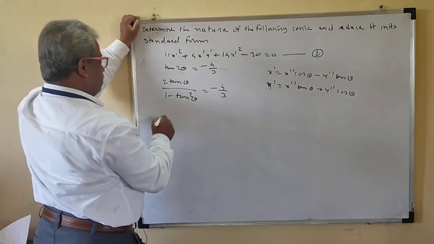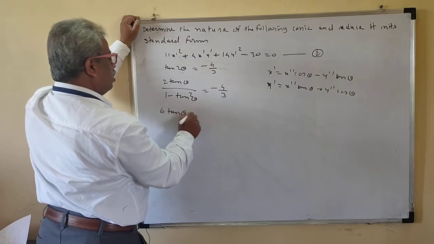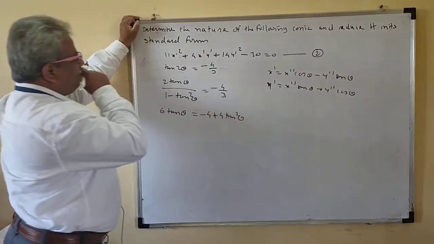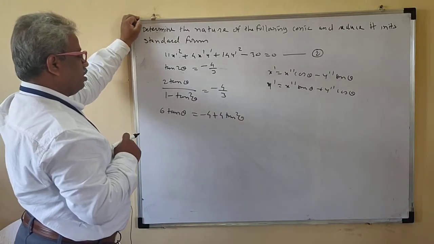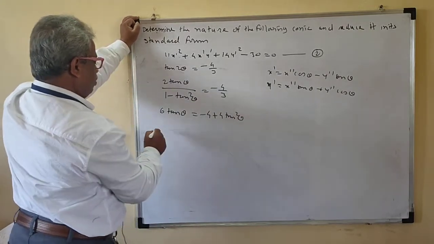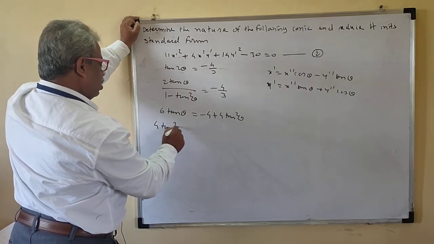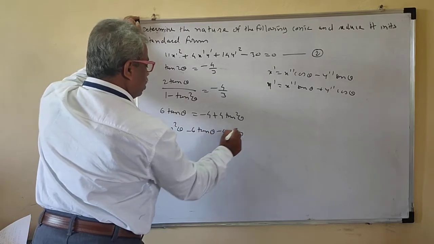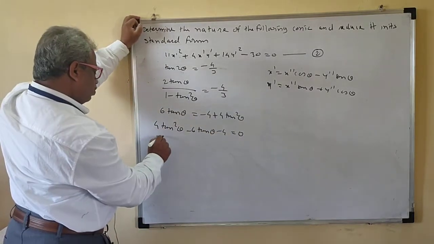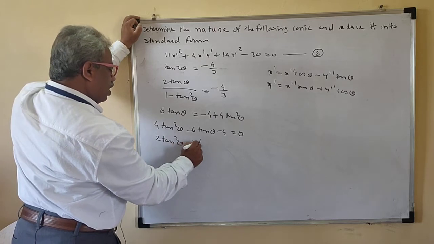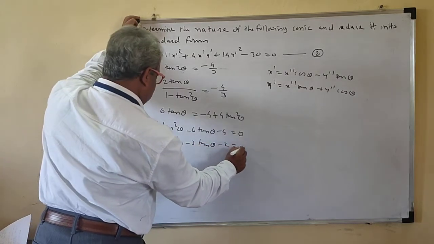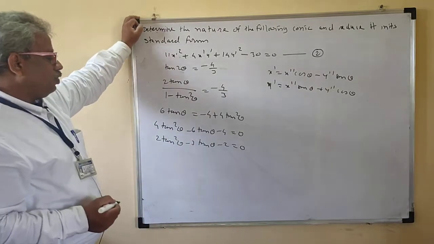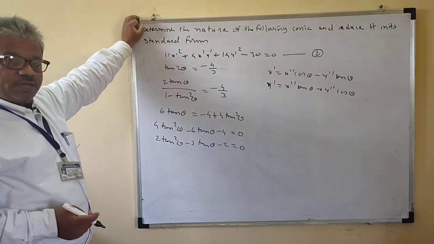So with the help of just cross multiply, 6 tan theta is equal to minus 4 plus 4 tan square theta. So I shift this side to this side. So 4 tan square theta minus 6 tan theta minus 4 is equal to 0. I can divide by 2. So 2 tan square theta minus 3 tan theta minus 2 is equal to 0. Right. So product is minus 4 and sum is minus 3.